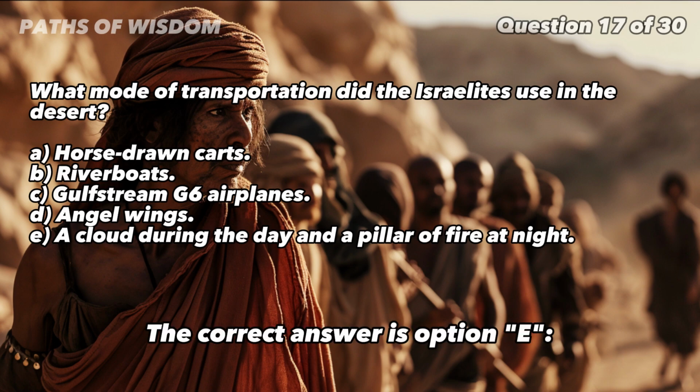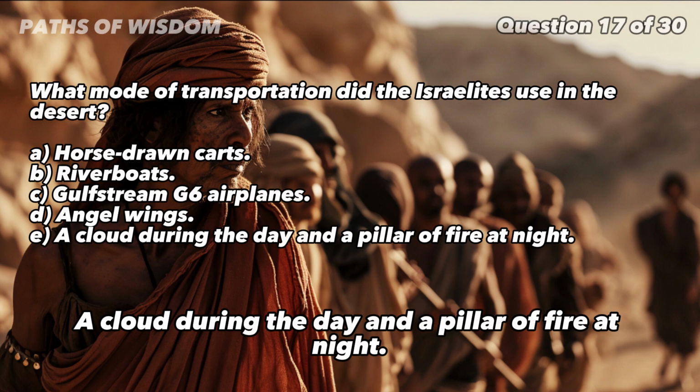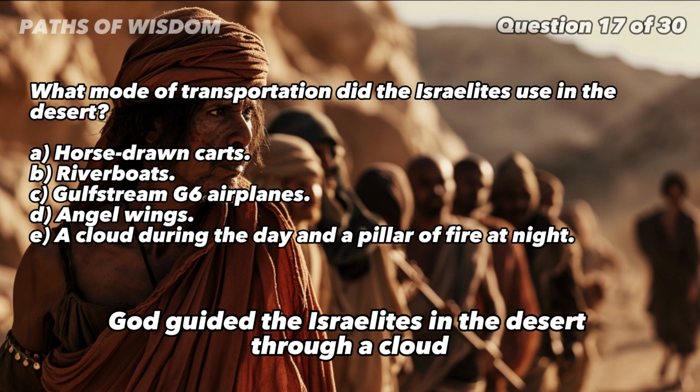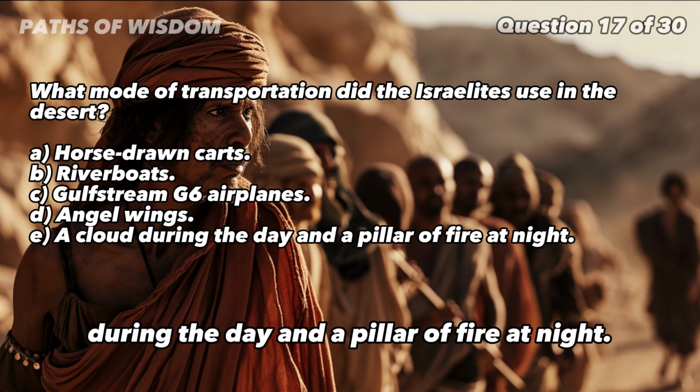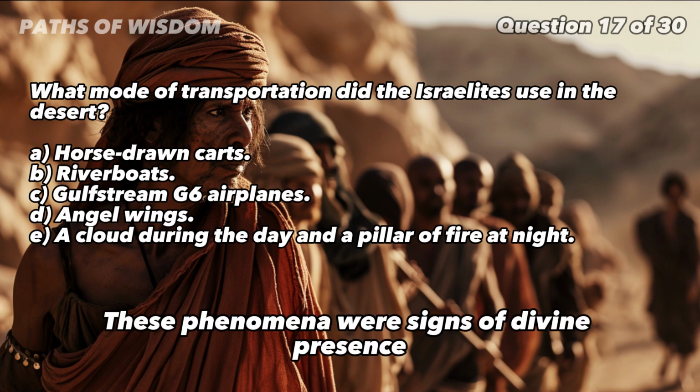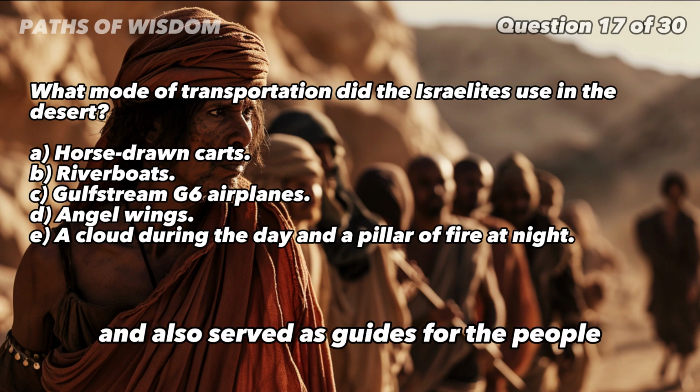The correct answer is option E, a cloud during the day and a pillar of fire at night. According to the biblical narrative, God guided the Israelites in the desert through a cloud during the day and a pillar of fire at night. These phenomena were signs of divine presence and also served as guides for the people during their journey.